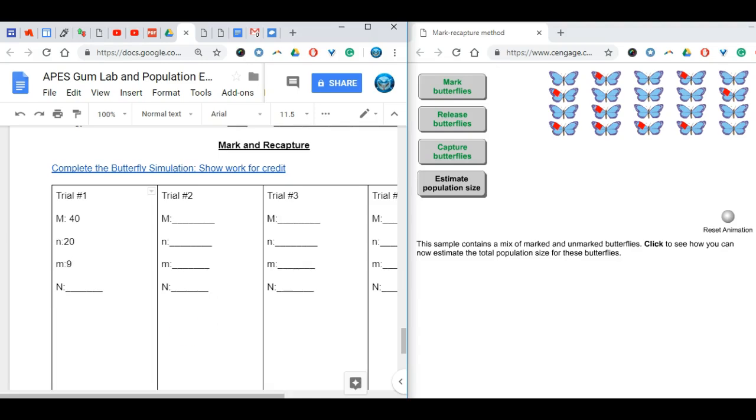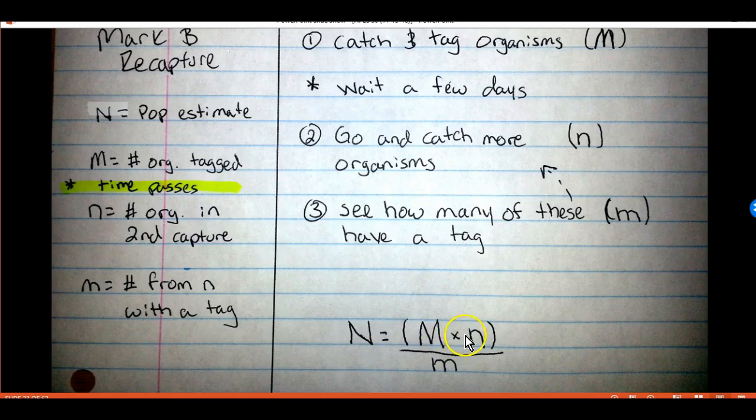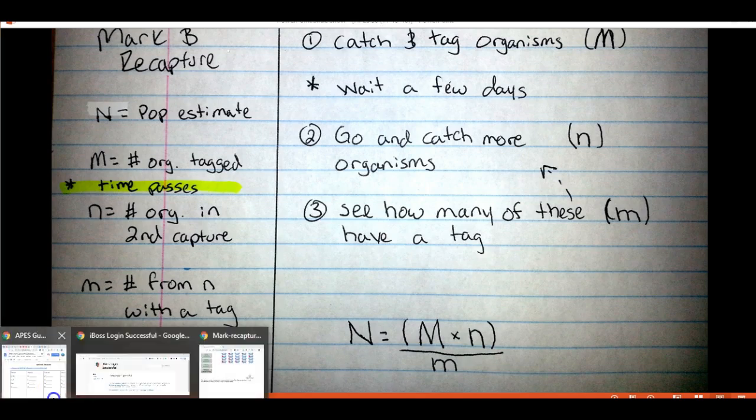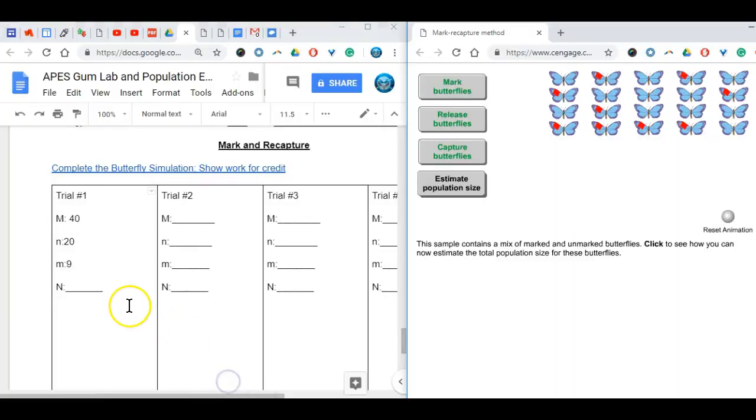Now I plug it back into my equation. So I'm coming back here, plugging this into my equation. 40 times how many did I capture the second time? That was 20. So 40 times 20 divided by how many were marked? That's 9. And that will be my estimated population size. So if I'm coming back here, I would enter that number right here.